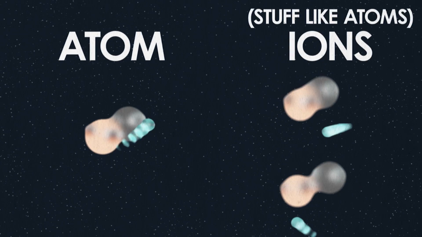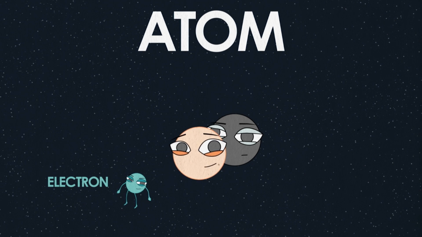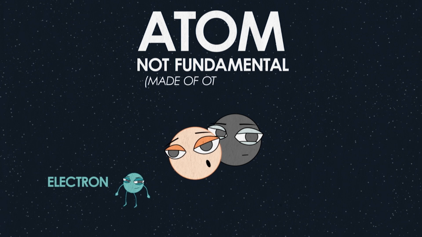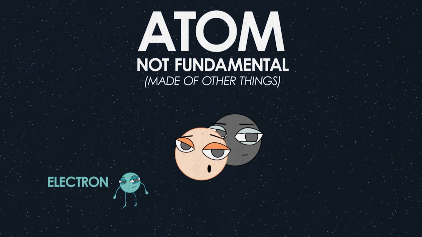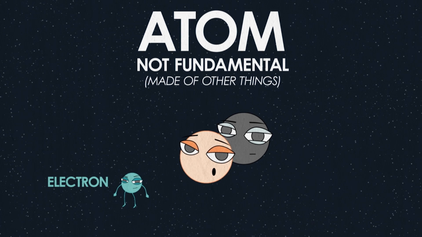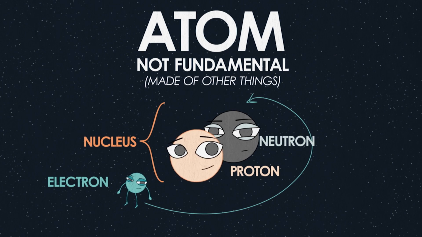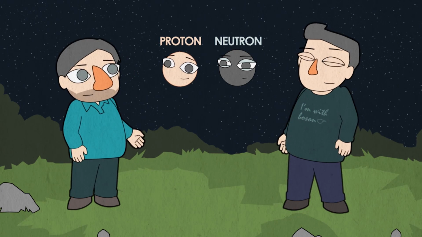Okay, so hang on, wait. Atoms contain electrons, so you can actually cut an atom up into something smaller. Atoms are not fundamental. They're made of other things. Okay, so what are they made of? You mentioned electrons. Yes, so atoms are made of electrons, which go around a nucleus, and the nucleus is made of protons and neutrons. Okay, so are protons and neutrons fundamental?